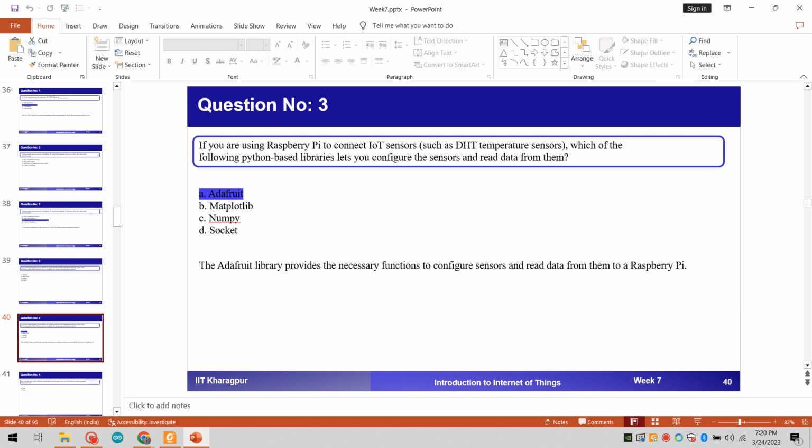Can you please repeat? No. It is used for DHT, but here it is not mentioned that it is for all the sensors. In the question it is not mentioned for all the sensors. DHT is the Digital Humidity and Temperature sensor.